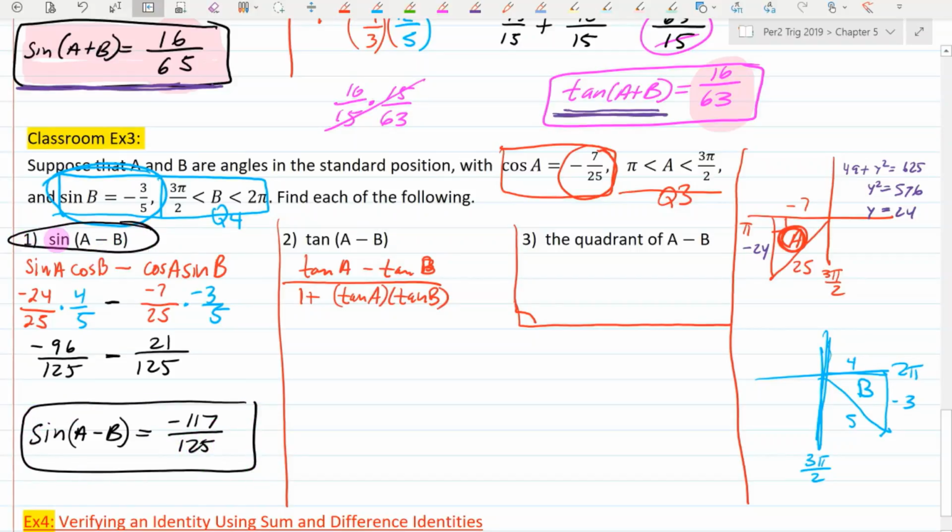This is what we're looking for. Okay? So for A minus B, I know sine is negative. Why? Because that's what I got, a negative answer. So now I'm going to do tangent.